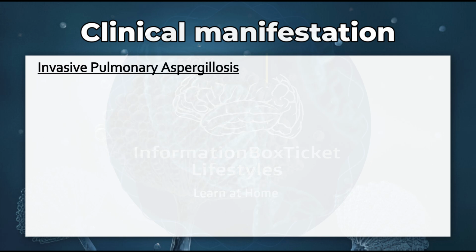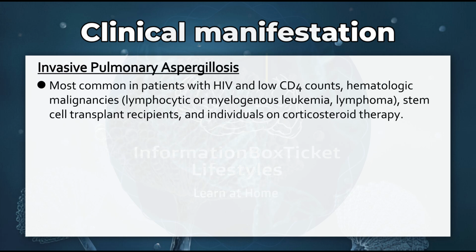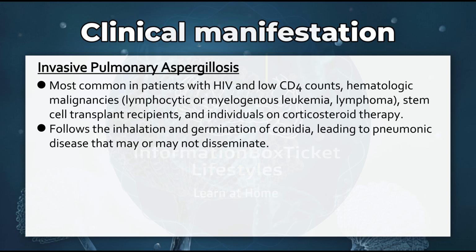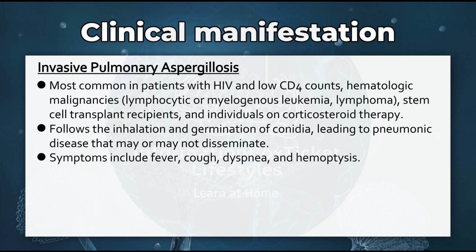Invasive pulmonary aspergillosis. Most common in patients with HIV and low CD4 counts, hematologic malignancies, lymphocytic or myelogenous leukemia, lymphoma, stem cell transplant recipients, and individuals on corticosteroid therapy. Follows the inhalation and germination of conidia, leading to pneumonic disease that may or may not disseminate. Symptoms include fever, cough, dyspnea, and hemoptysis.